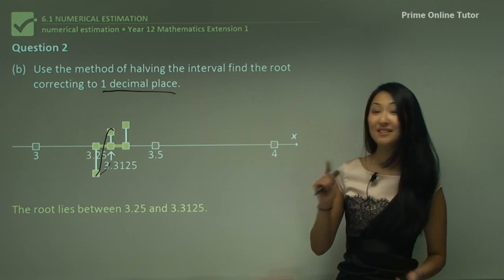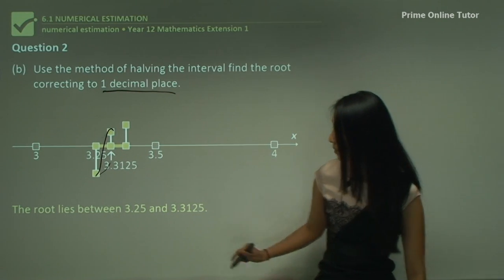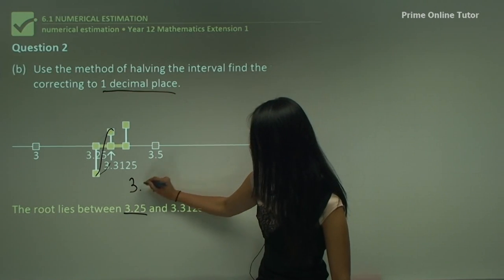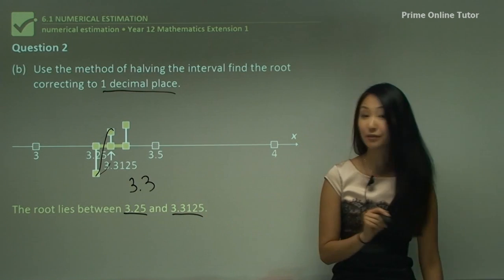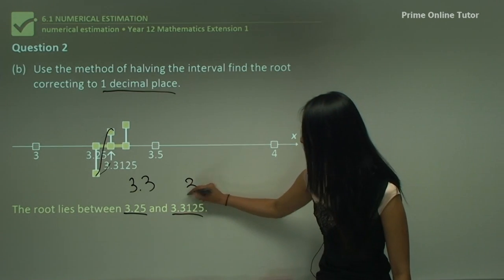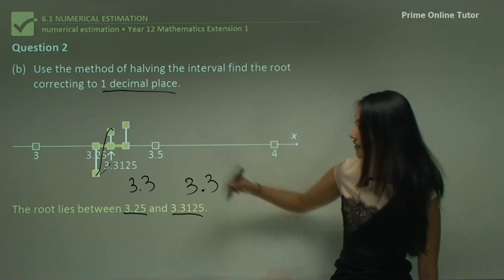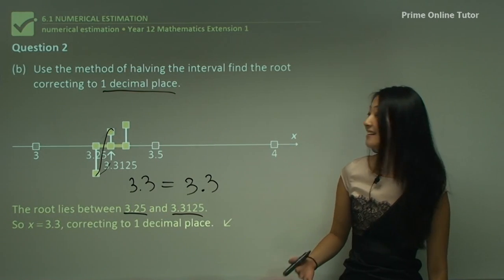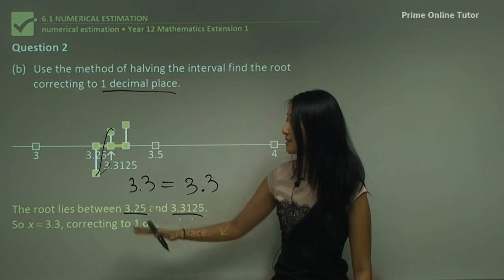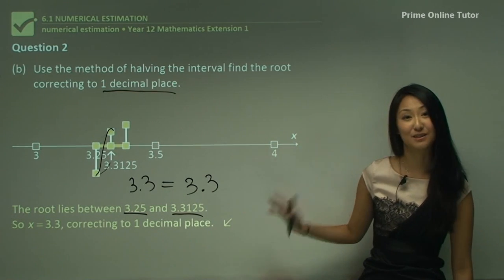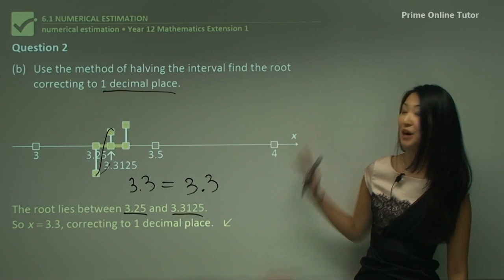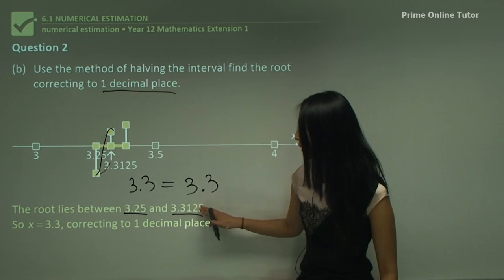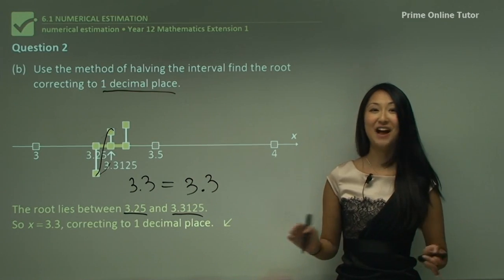And now when I look at these two values, I can see that 3.25 is going to round to 3.3, and 3.3125 rounds to what? Exactly 3.3. So can you see how they agree now? They equal each other. So that's how I can say that therefore the root has to be 3.3 correct to one decimal place. So this is the most common mistake that students make, and as long as you remember they just need to agree to the same one decimal place, you should be fine for these questions.